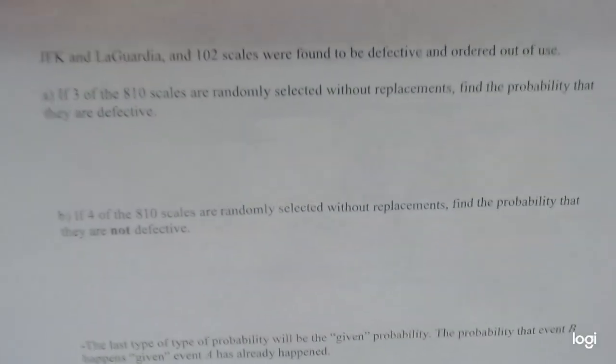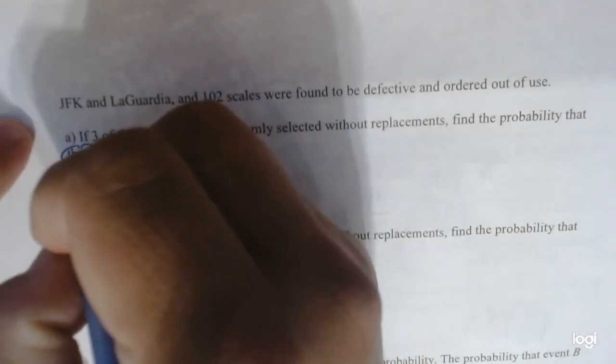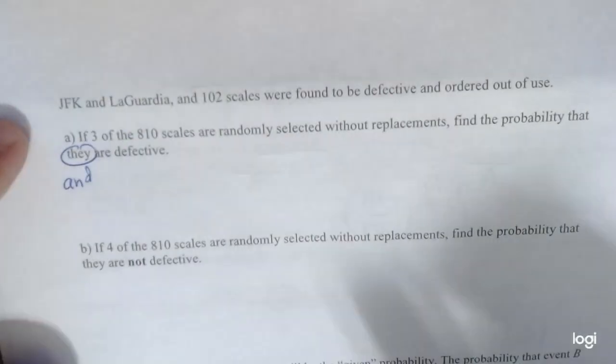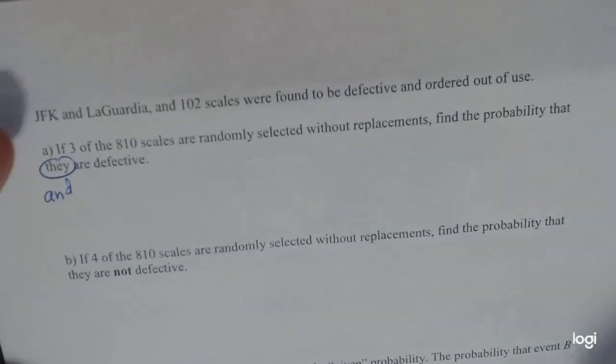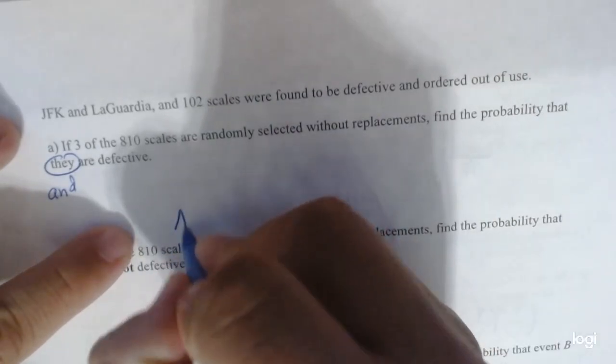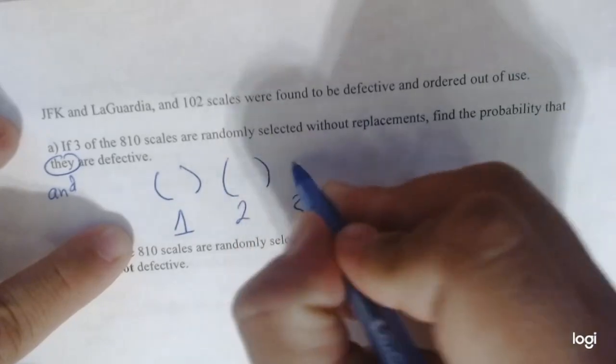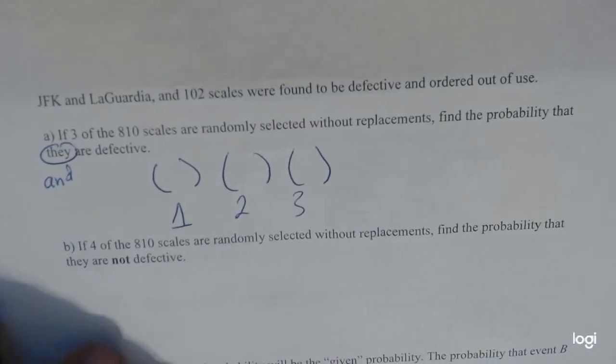So A says, if 3 of the 810 scales are randomly selected without replacement, find the probability that they are defective. They. So "they" is an abbreviation for "and." So I want 3 of them. So I should have, just like the deck of cards, the first one, second one, and the third one, right? I want 3 probabilities together because I want ands.